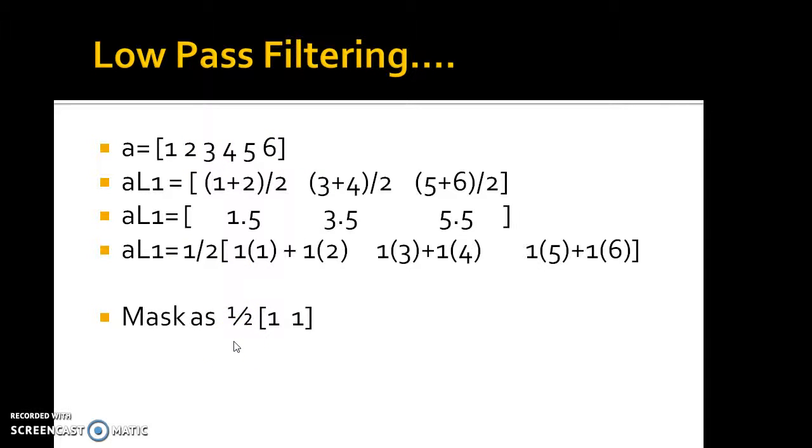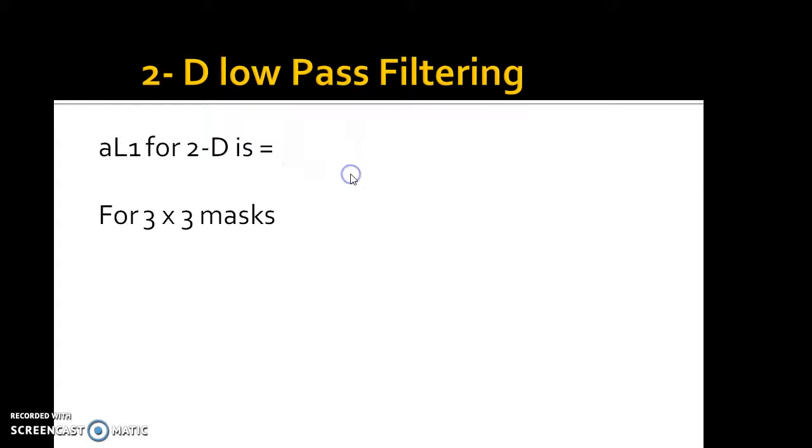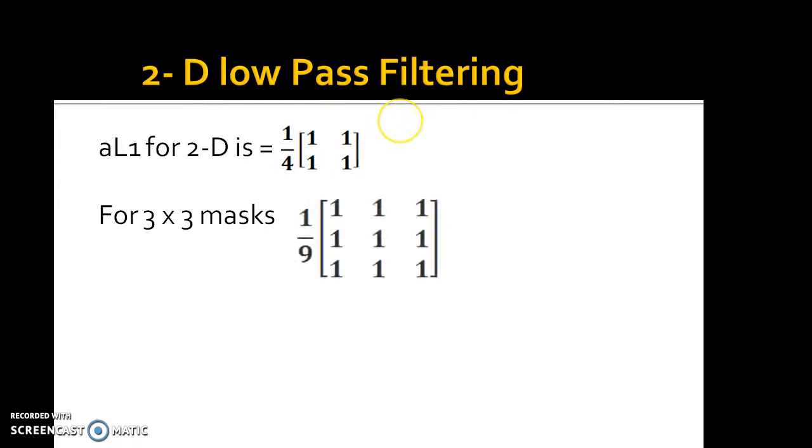Now, this is for an array. If you have to apply it to a two-dimensional image, then you require these weights first for the rows and columns, and then divide by 4 to average it out. Similarly, this can extend to a 3 by 3 mask, with 3 along the rows and 3 along the columns, that is, 9 ones. Now, this is simple low pass filtering.